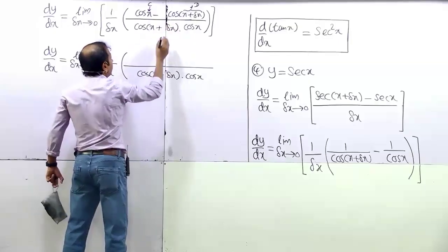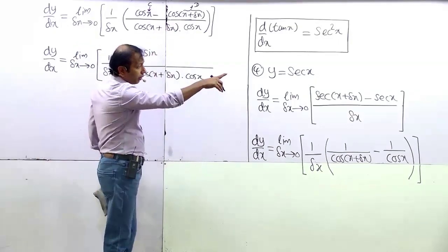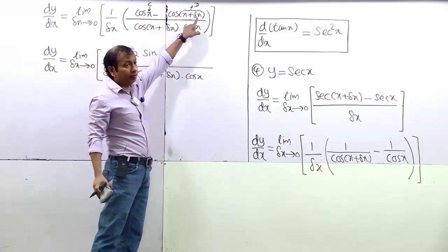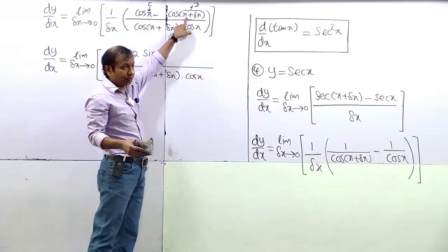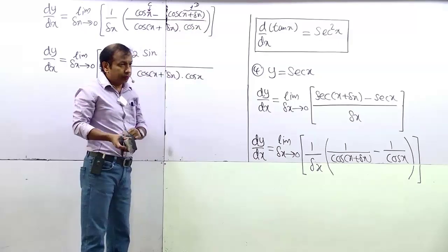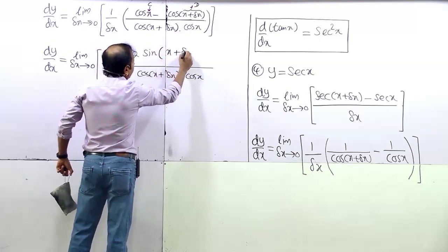cos C minus cos D, what is that? 2 sine, look at that, of these angles C plus D, divided by 2. What do you get? x, and x plus x is 2x, divided by 2 means x. Now the delta x there, that also we have divided by 2. Then what do you get? x plus delta x by 2.